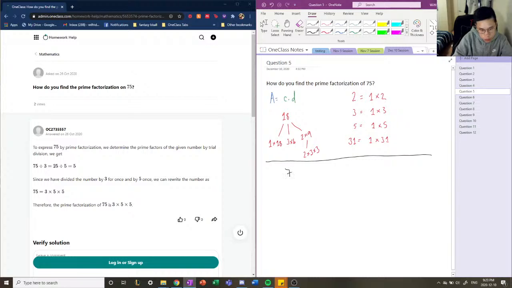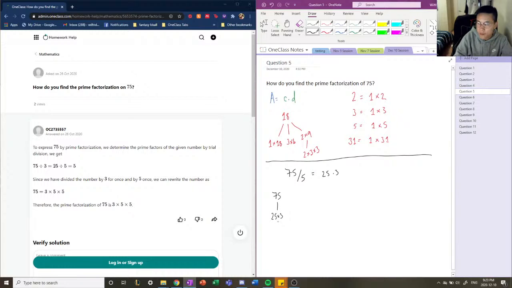First of all, we're going to think of a prime factor of 75. We're going to do a trial test and divide 75 by 5, because we know that 75 is divisible by 5. That gives us 25 times 3. Now we know that one of the pairs of factors is 25 and 3.